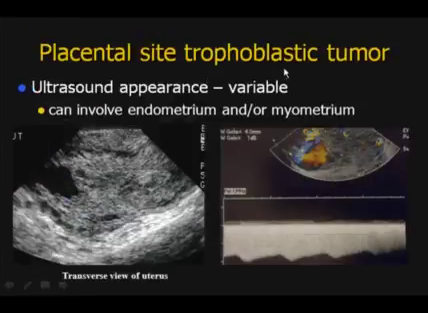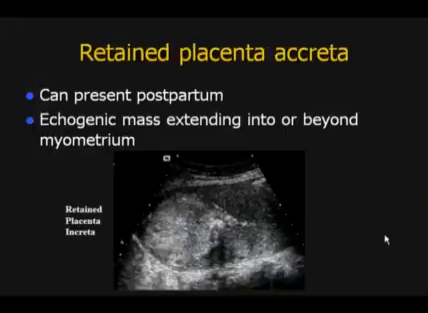So the ultrasound appearance is variable. It can involve the endometrium and/or the myometrium. Here's a patient with heterogeneity, cystic looking space in the myometrium on this transverse view. With Doppler imaging, you see pretty abundant low resistance flow in this region, pretty vascular, low resistance. You might even be thinking about an AVM, but in this case, this turned out to be placental site trophoblastic tumor.